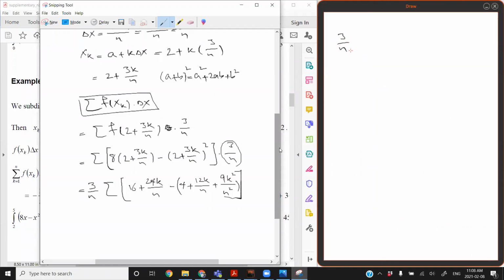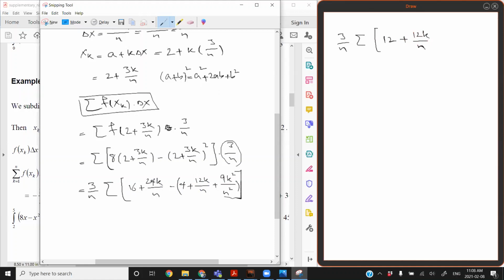That's 3 over n sigma. Let's just simplify here inside this a little bit. I have 16 here, and I have a minus 4 here. That gives me 12. I have a 24k over n, and I have a minus 12k over n. That gives me plus 12k over n.